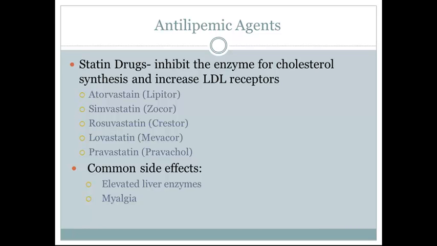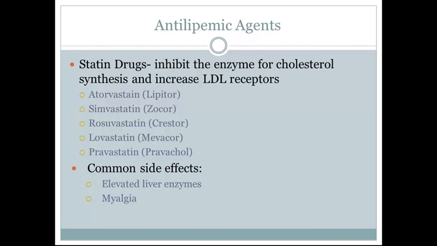Antilipidemic agents. So this is our cholesterol-lowering agents. Our first line of drugs that we use to treat high cholesterol are statin drugs. They inhibit the enzyme for cholesterol synthesis and increase LDL receptors. Therefore, it decreases our serum LDL levels.